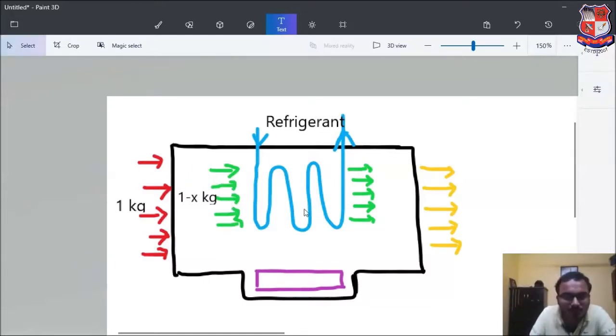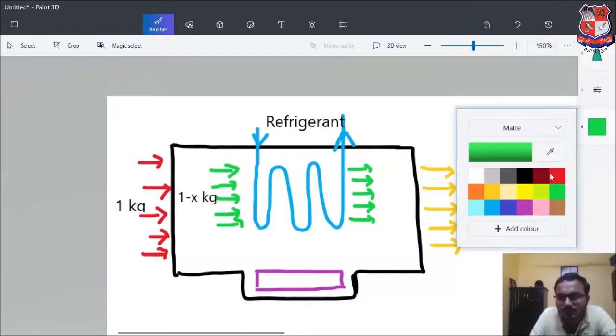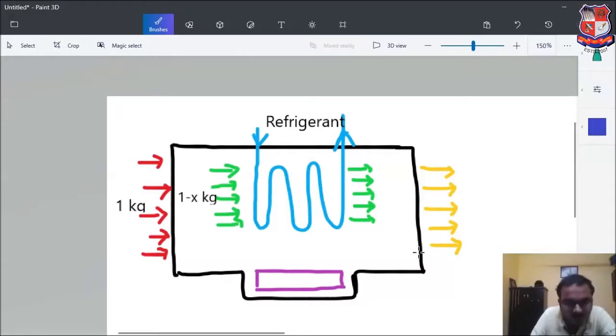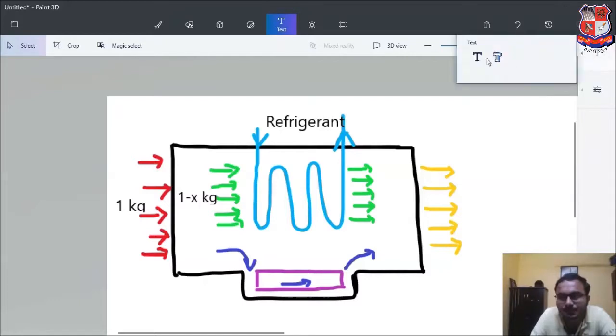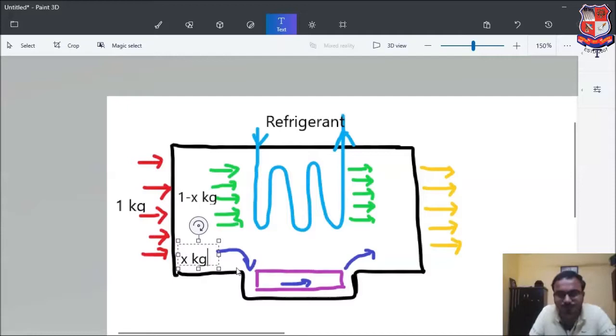Okay, so what is the leftover part? The leftover part is x kg, and x kg will be going into this bypass portion. So this will not come in contact with the cooling coils. So this will be only x kg.